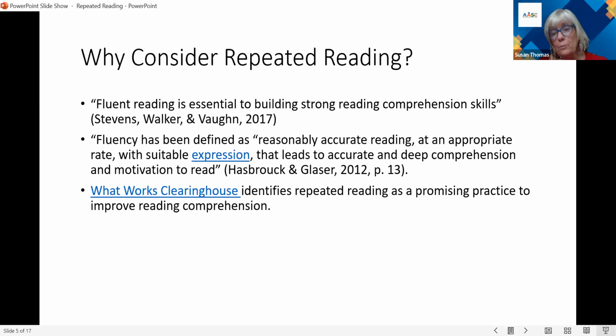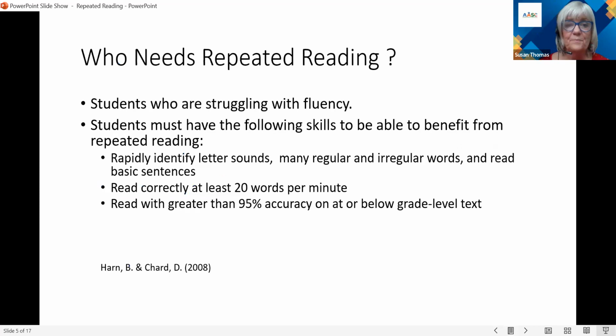And then, repeated reading is a promising practice on the What Works Clearinghouse. It showed particular growth for students in improving their reading comprehension. It has a long body of research, but we want to use evidence-based practices that we know can benefit students. And the other thing is, it's very easy to implement, and I'm all about easy implementation.